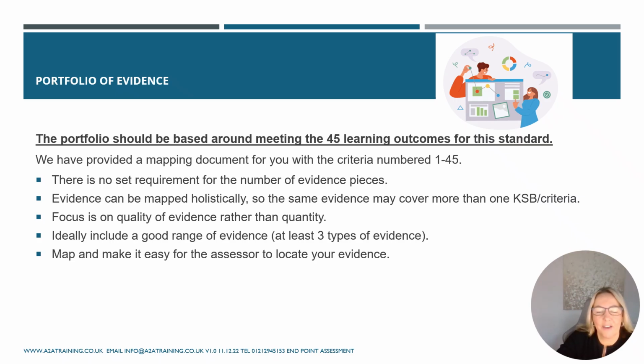The portfolio itself must cover the 45 learning outcomes, which are numbered 1 to 45 on the mapping document that we provide. There is no set requirement for the number of pieces of evidence, and evidence can be mapped holistically, so the same piece of evidence may cover more than one criteria or KSB area. There's a focus on quality rather than quantity, and you need to cover a good range of evidence. Make sure it's clear to your assessor in the mapping document which pieces of evidence cover which criteria.